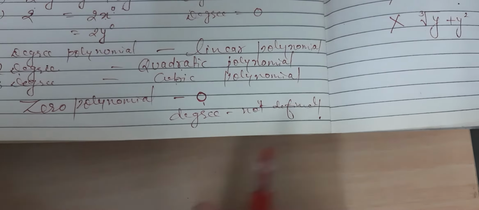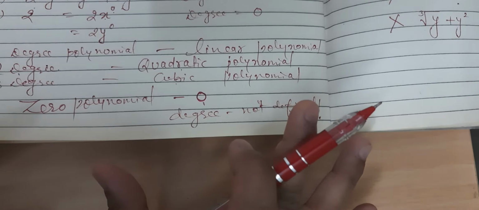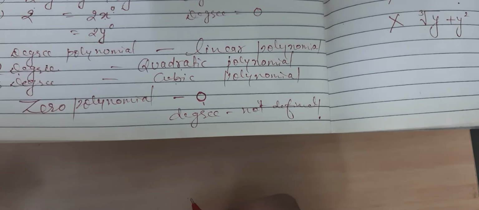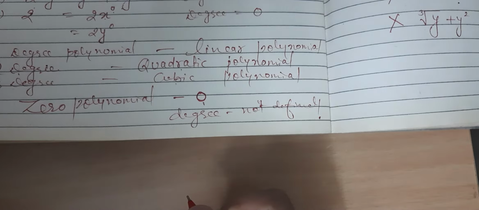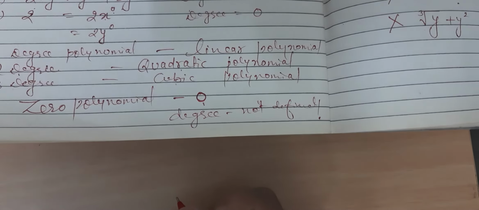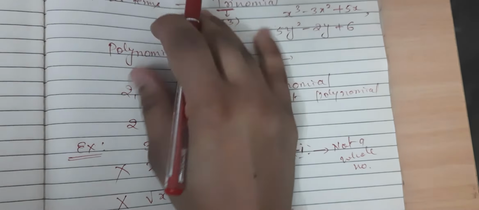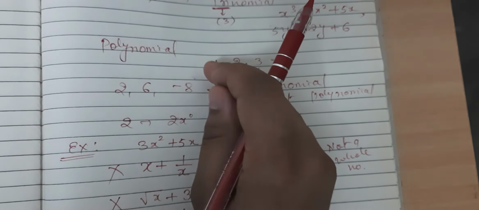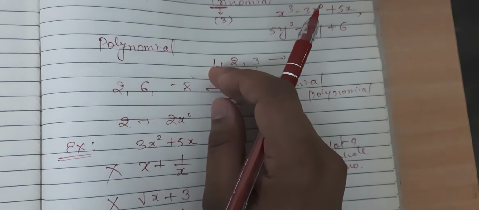So this 0 is called 0 polynomial. Okay, no need to be confused. So we have discussed the definition of polynomial and how to identify whether it's a polynomial or not. If the power is a whole number, then it's a polynomial, otherwise it is not a polynomial. And then on the basis of number of terms, there are particular names: monomial, binomial, trinomial. One term is called monomial; 2 terms, binomial; 3 terms, trinomial.